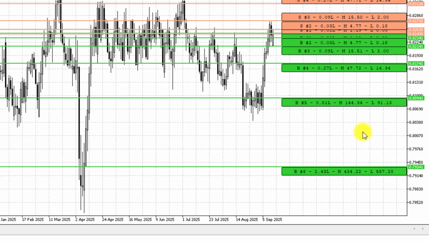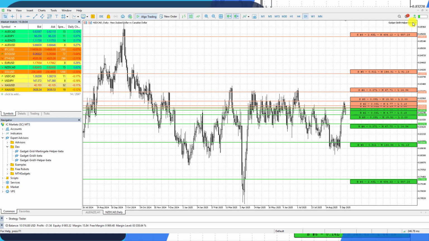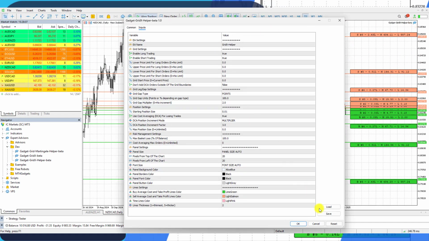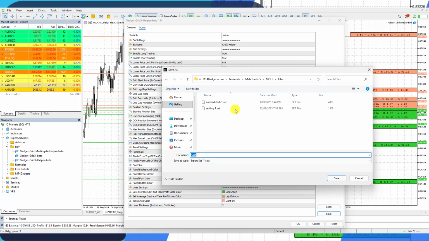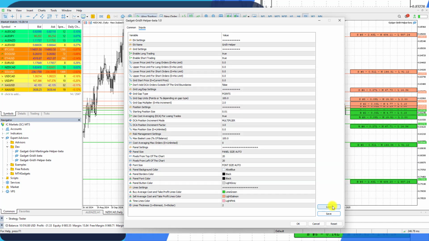While the label of the grid level has the details abbreviated, if you hover on it, you can see the full information. Extra tip regarding the input parameters. You can save your configuration as a set file directly from GridX Helper, and then import it into GridX EA to trade live with the same settings.